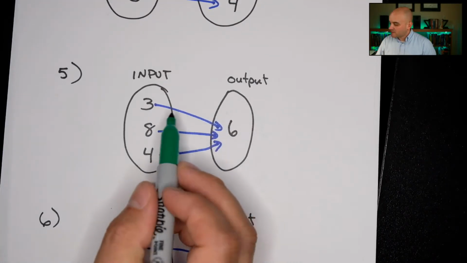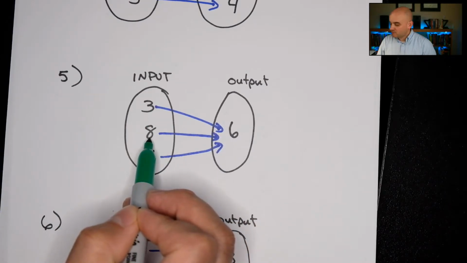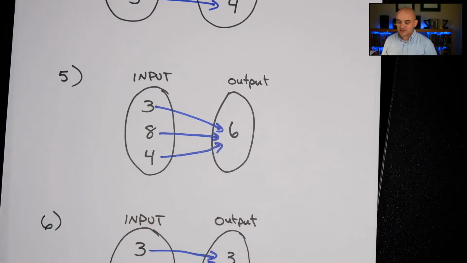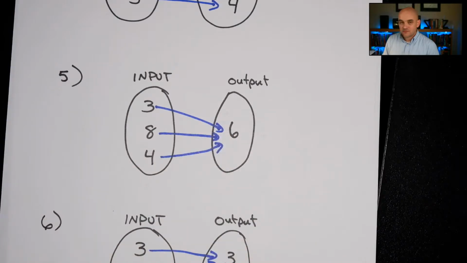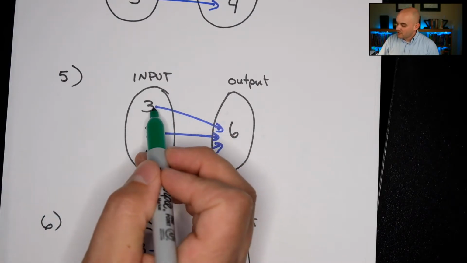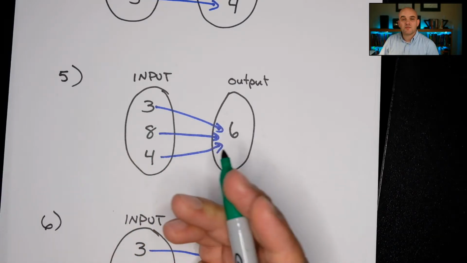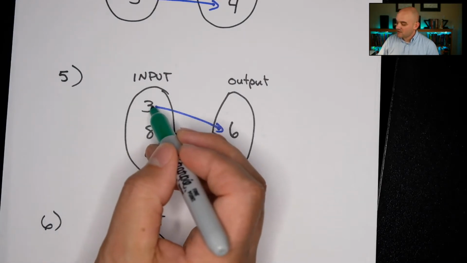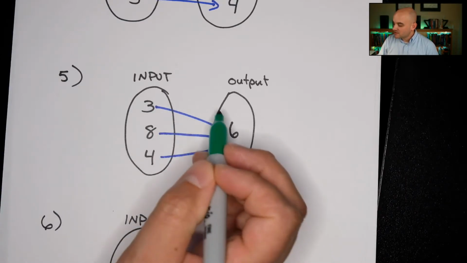So number 5, I put a 3 into the machine, out comes a 6. I put an 8 into the machine, out comes a 6. I put a 4 into the machine, and once again, out comes a 6. So is this a function or not? For every input, do I only have one output? Well, yeah. For every input, every time I put in a 3, out comes a 6. Every time I put in an 8, out comes a 6. It doesn't matter if the outputs are the same. What matters is, do I have any x values or inputs that are giving me more than one answer? Okay? And so in this case, this is a function.